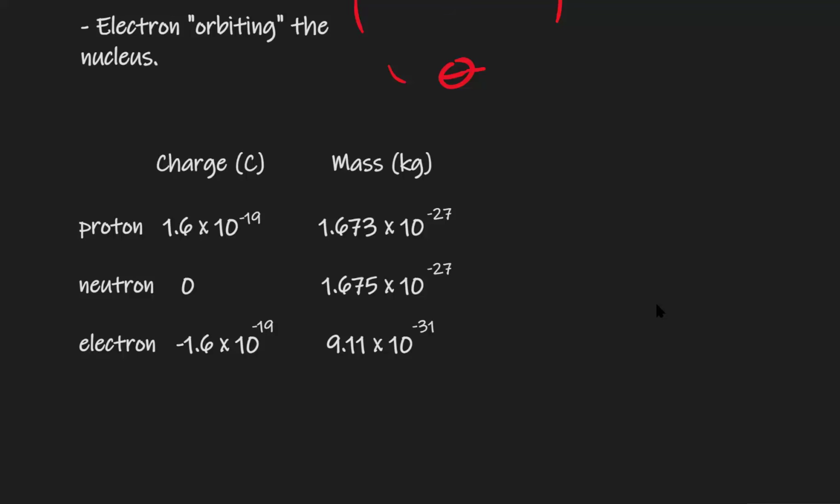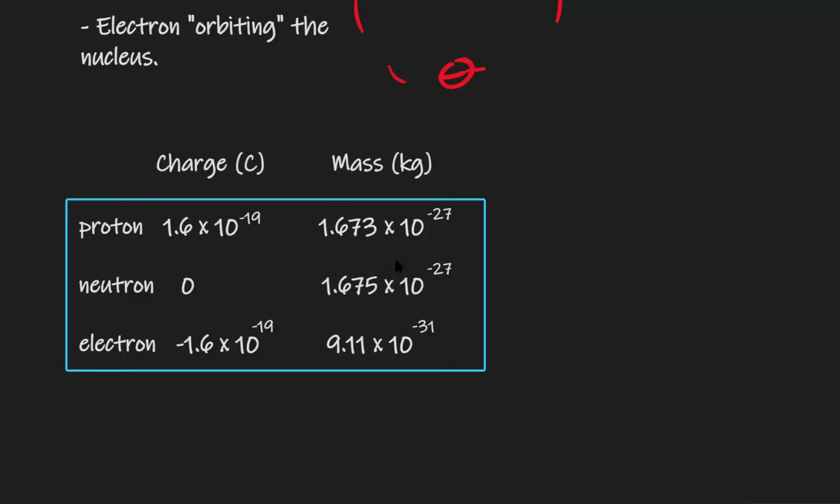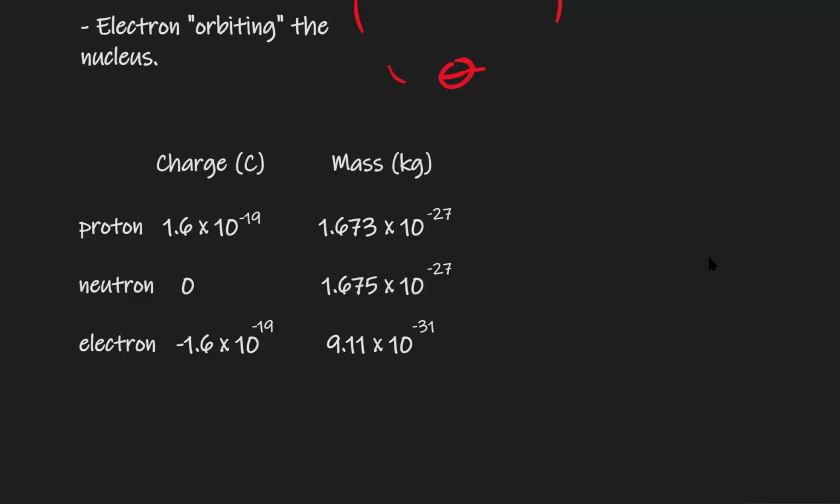If that's the case, both the proton and the neutron have a mass of around 1.67 times 10 to the power of minus 27 kg. The electron has a much lower mass of around 9.11 times 10 to the power of minus 31. We're going to be using those in physics quite a lot, so we'll probably end up remembering those values.